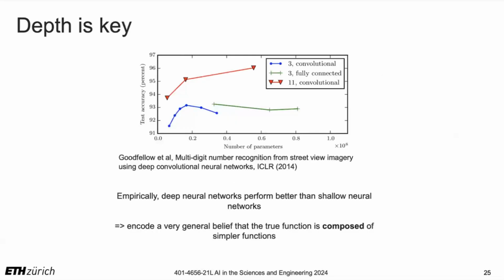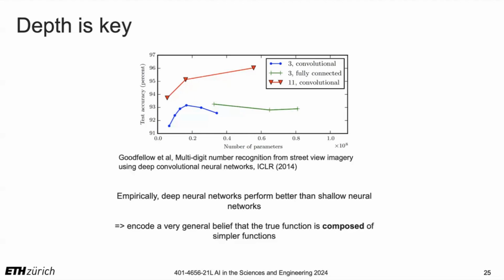You can do this more numerically and plot the test accuracy of different neural network designs. So, for example, a fully connected network with just three layers, or a convolutional network with 3 layers or 11 layers, and you really see that it's the depth that matters in the accuracy of the network, and not just the number of parameters that the network has.